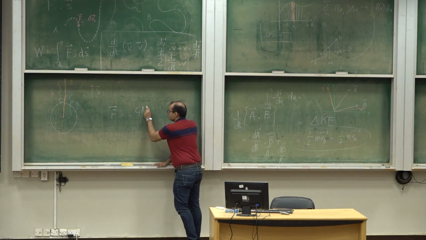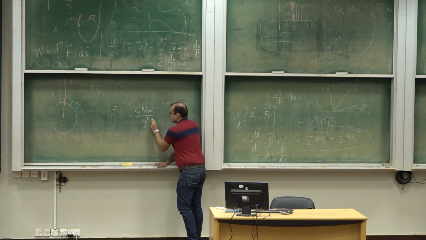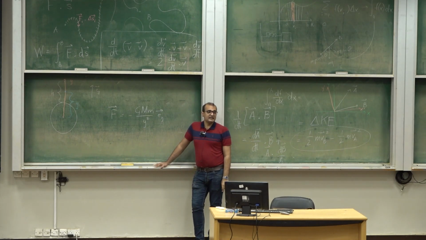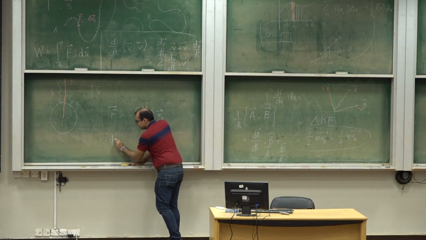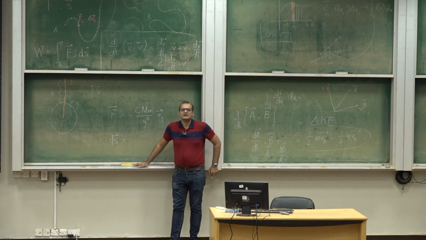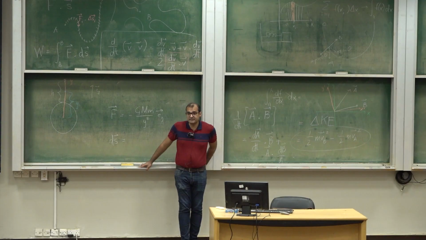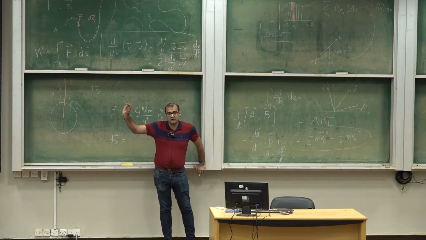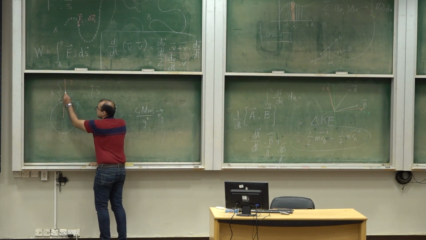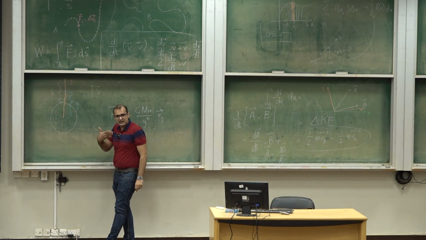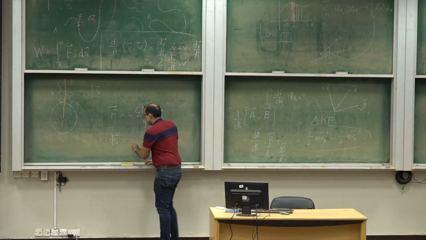minus GMm over y square ey. That's the gravitational force that this object is experiencing. आपका डिस्प्लेसमेंट वेक्टर क्या है? डिस्प्लेसमेंट वेक्टर क्या है इस केस में? नहीं, वो तो टोटल डिस्प्लेसमेंट वेक्टर है. स्मॉल डिस्प्लेसमेंट वेक्टर किसके बराबर होगा? जब एक ऑब्जेक्ट यहां से यहां जा रहा है, उसका कौन सा कोऑर्डिनेट चेंज हो रहा है? y. So you get dy ey.